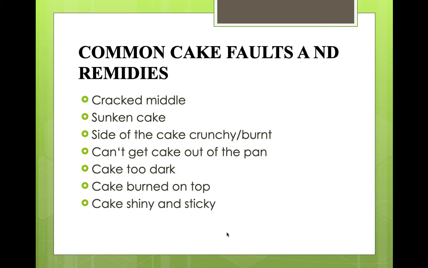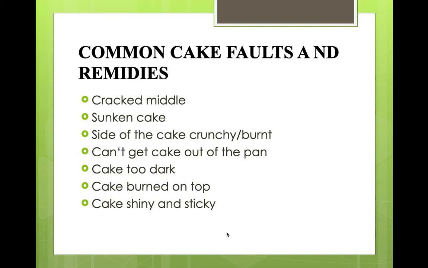The sides of the cake getting burnt is due to the oven temperature. If the oven temperature is too high or the lining of the cake is done with more shortening, then you find burnt sides on the cake. Getting the cake out of the pan can be a bit difficult. This is caused by keeping the cake for a long period of time for cooling.